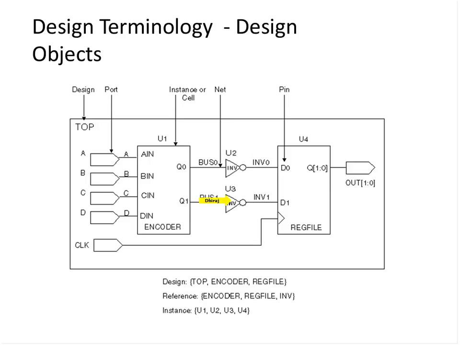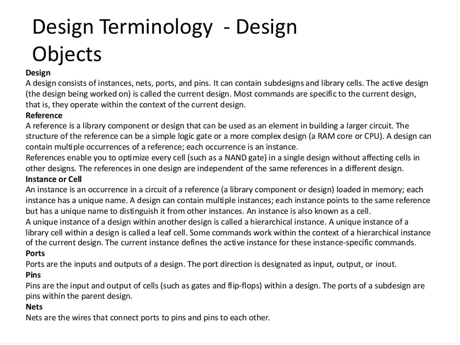The corollary is from a tree, where a tree contains branches, branches contain leaves. Leaf is the last non-hierarchical unit. That's why it's called a leaf cell. There is also a command called parent instance. A unique instance of a library cell is called a leaf cell. Some commands will work within the context of the hierarchical instance of the parent design.